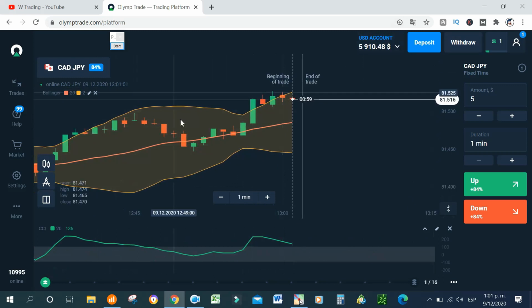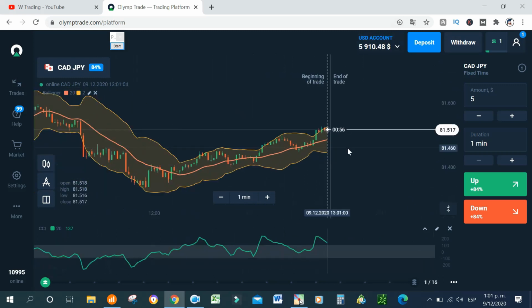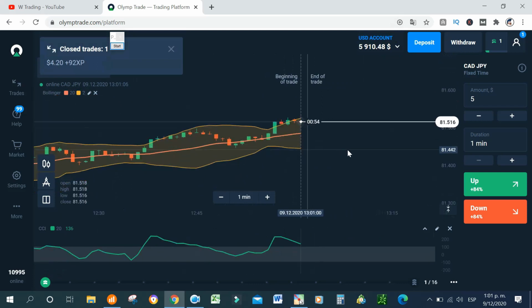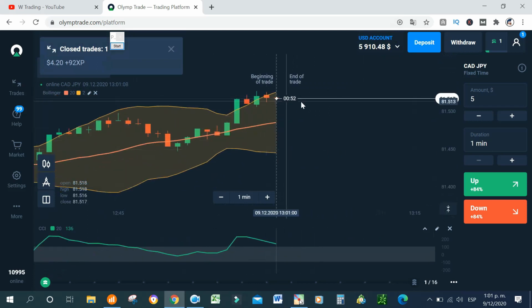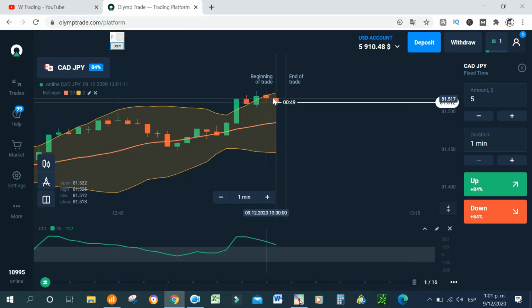Alright guys, we won this trade too. So let me see if we can have another opportunity in the same zone.